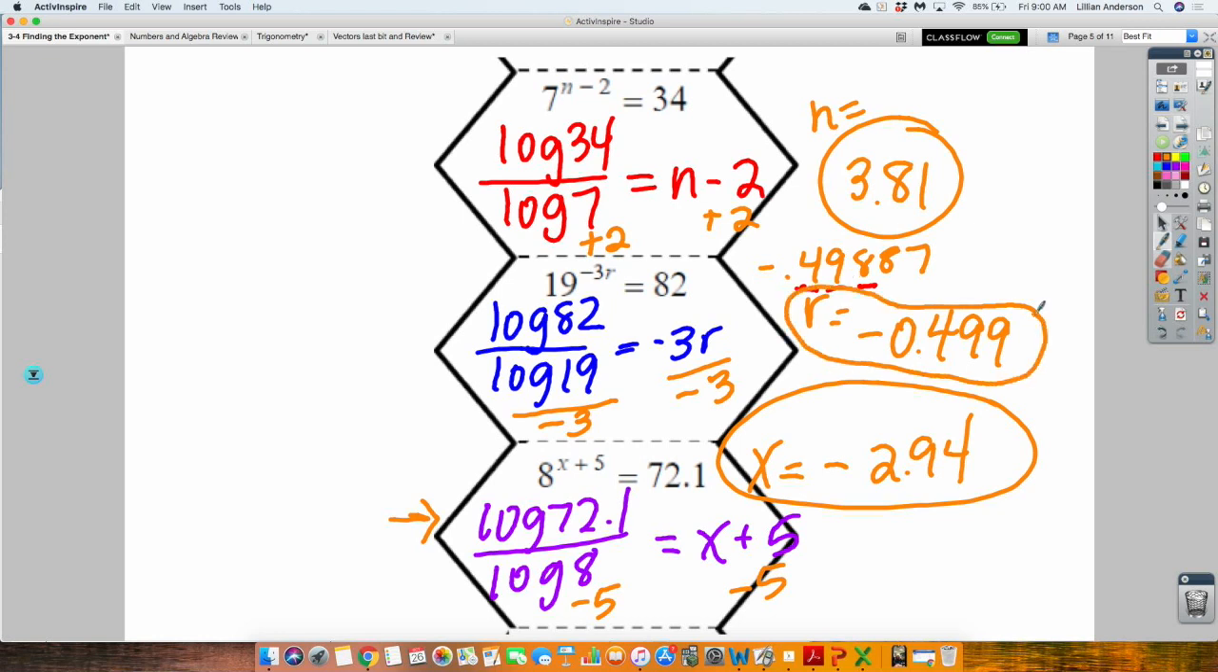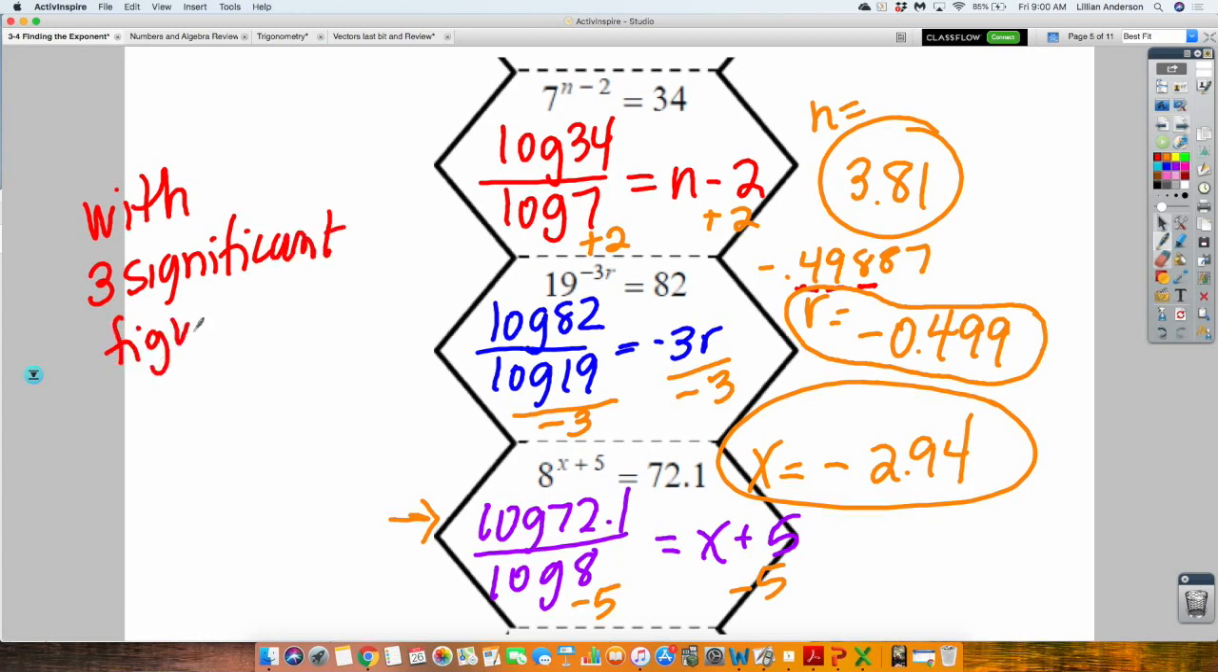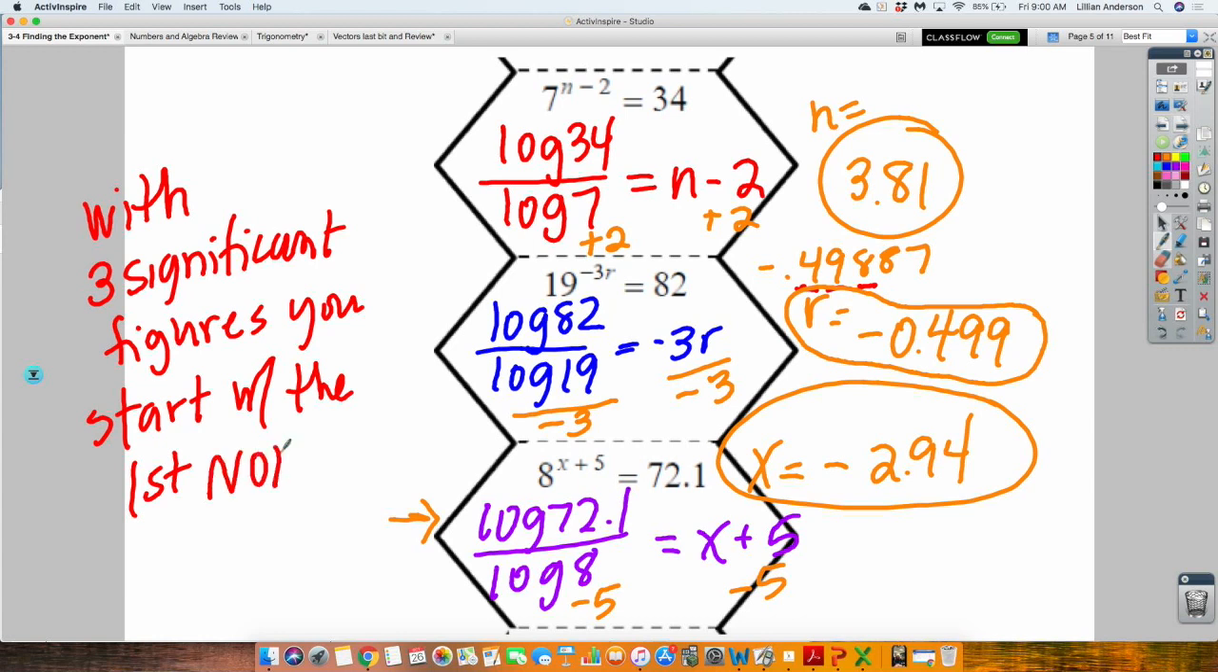One thing you need to remember with significant figures is that you start with your first non-zero number. So with three significant figures, you start with the first non-zero number. Make sure you write this down so that way you know how to round three significant figures. So for that last example, you don't start with the 0, you start with the 4.